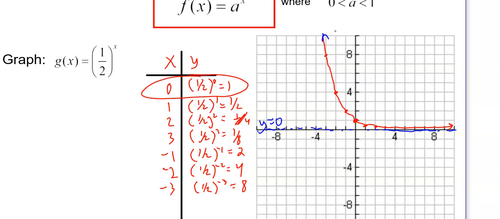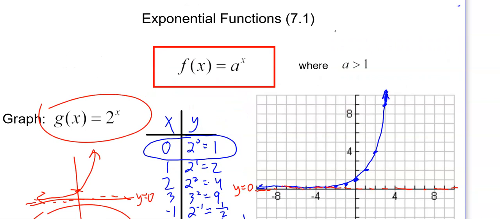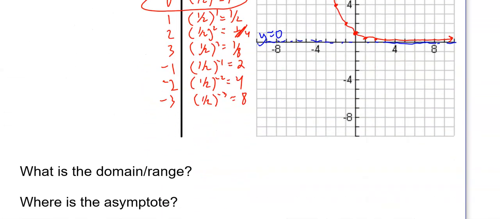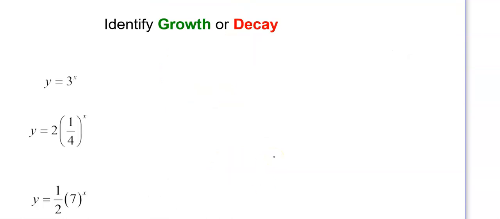So this is exponential decay, this is exponential growth. Growth is, as x increases, the y value is increasing. This one, as x increases, the y value is decreasing, so it's decaying there. Domain and range, well, we have the asymptote. Again, domain is all reals, and range is y greater than 0. So actually, the domain and range are the same.